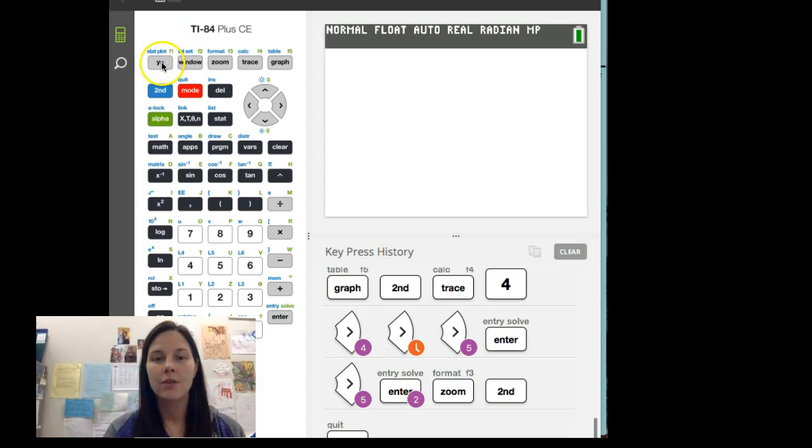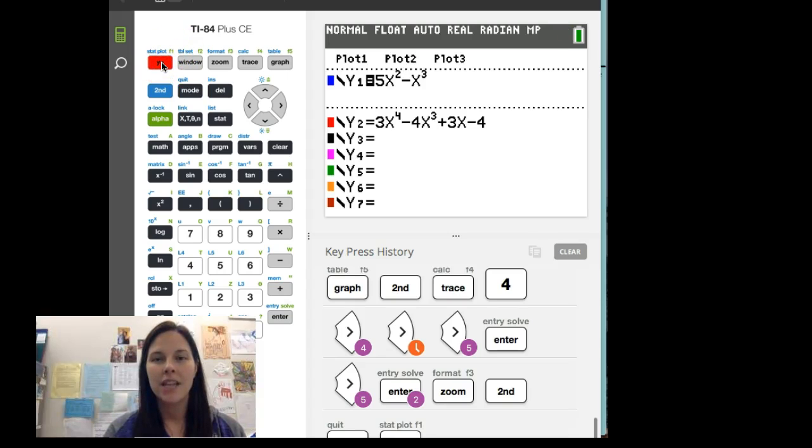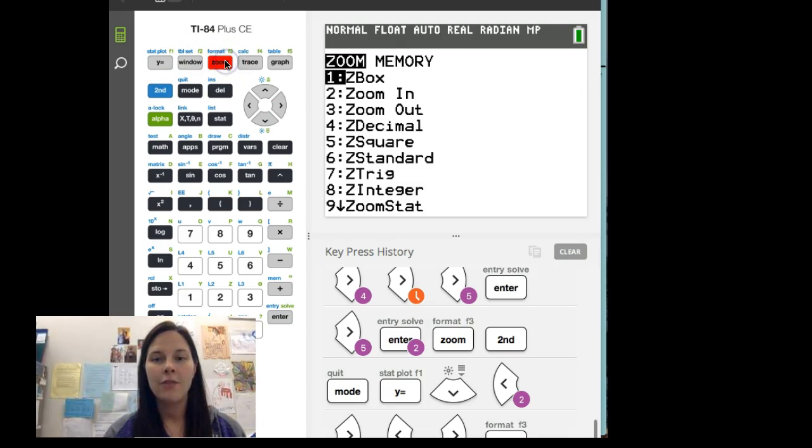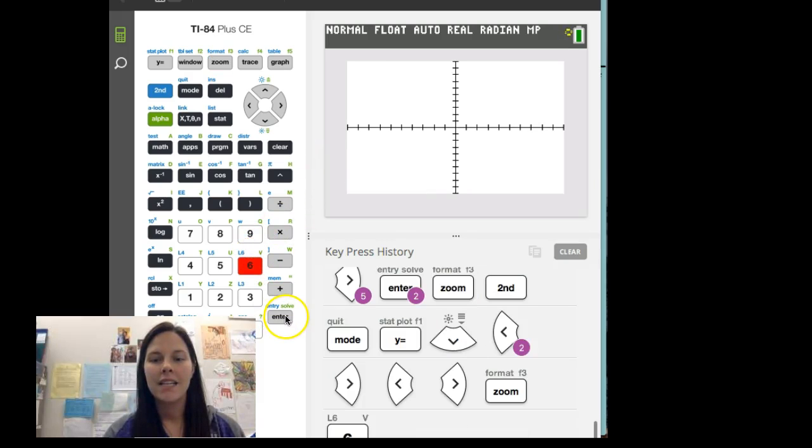So as a reminder, we go into the Y= and we type in our function. I already have this typed in for you. I also already have the second one typed in, but notice the equal sign on the second one is not highlighted, so it will not show up when I go to graph this. When I first graph, I go to ZoomStandard, which is number 6, so you can just hit 6. What that does is it gives you a window from -10 to 10 for both your x and your y.